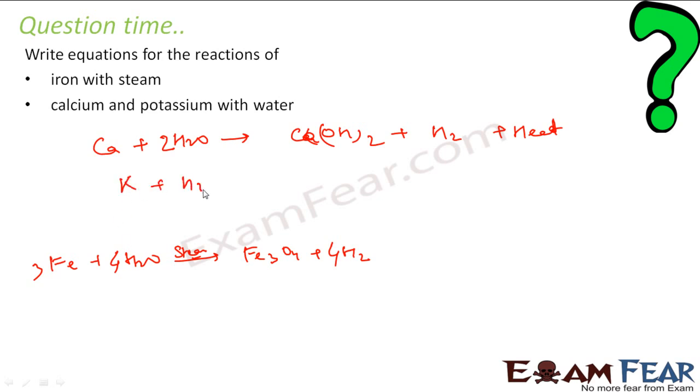Similarly, potassium. Potassium is K plus water gives potassium hydroxide KOH plus H2 plus heat. Let's balance this. Potassium is 1, balanced. Oxygen is 1, balanced. Hydrogen is 3 here. Hydrogen is only 1. So let's multiply with 2. You get 4. So you will multiply with 2. 2 plus 2, 4. It becomes 2 potassium. It's 2. This is balanced now. Correct. So this is my balance.